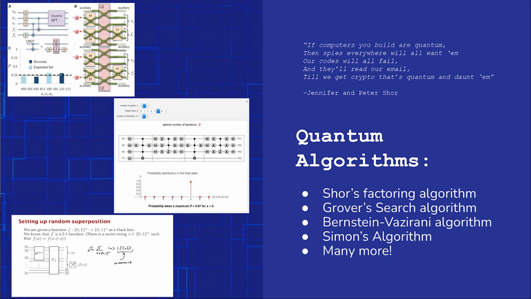If computers you build are quantum, then spies everywhere will all want them. Our codes will all fail, and they'll read our email till we get crypto that's quantum and dantum. Jennifer and Peter Shor. It's a poem in one of the quantum computing textbooks I read.